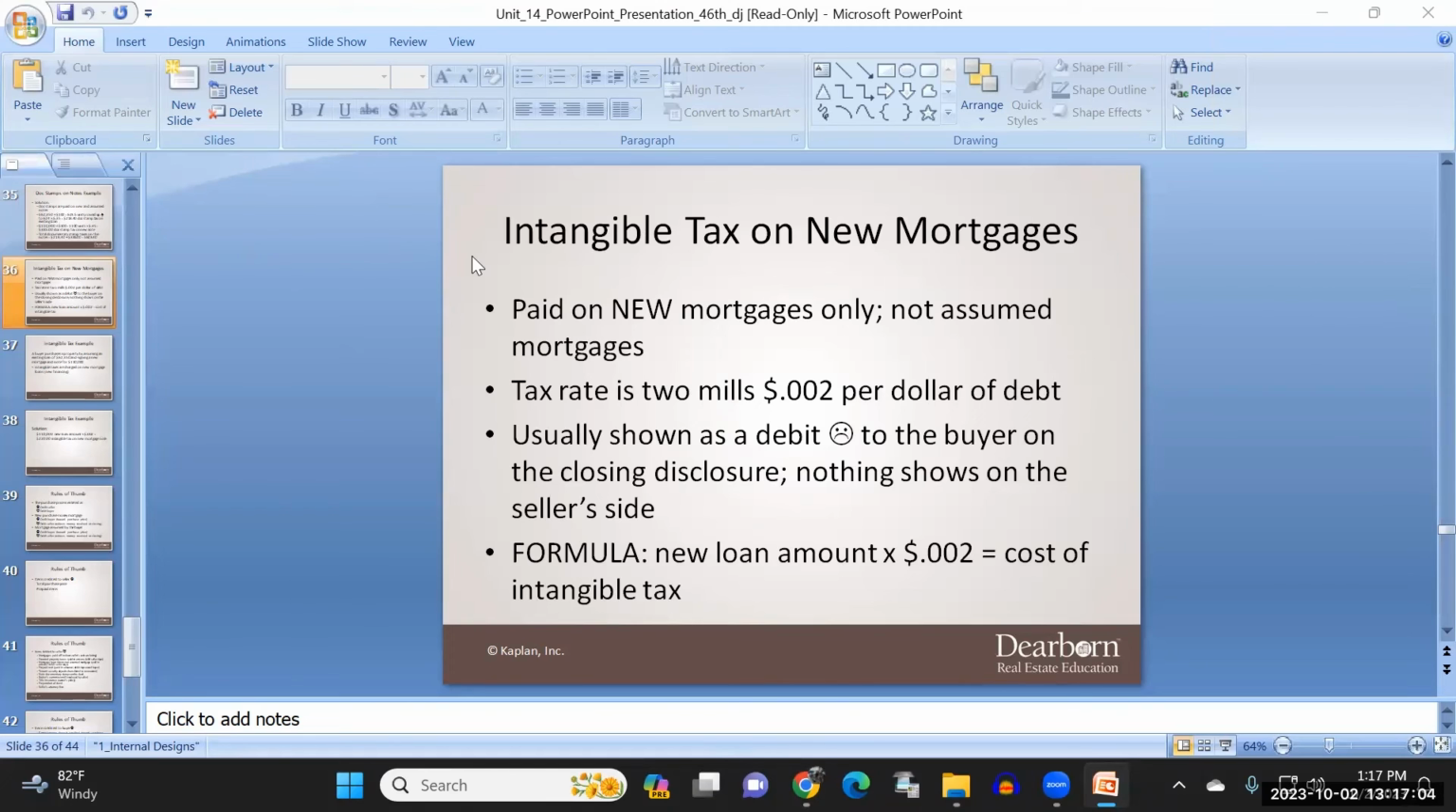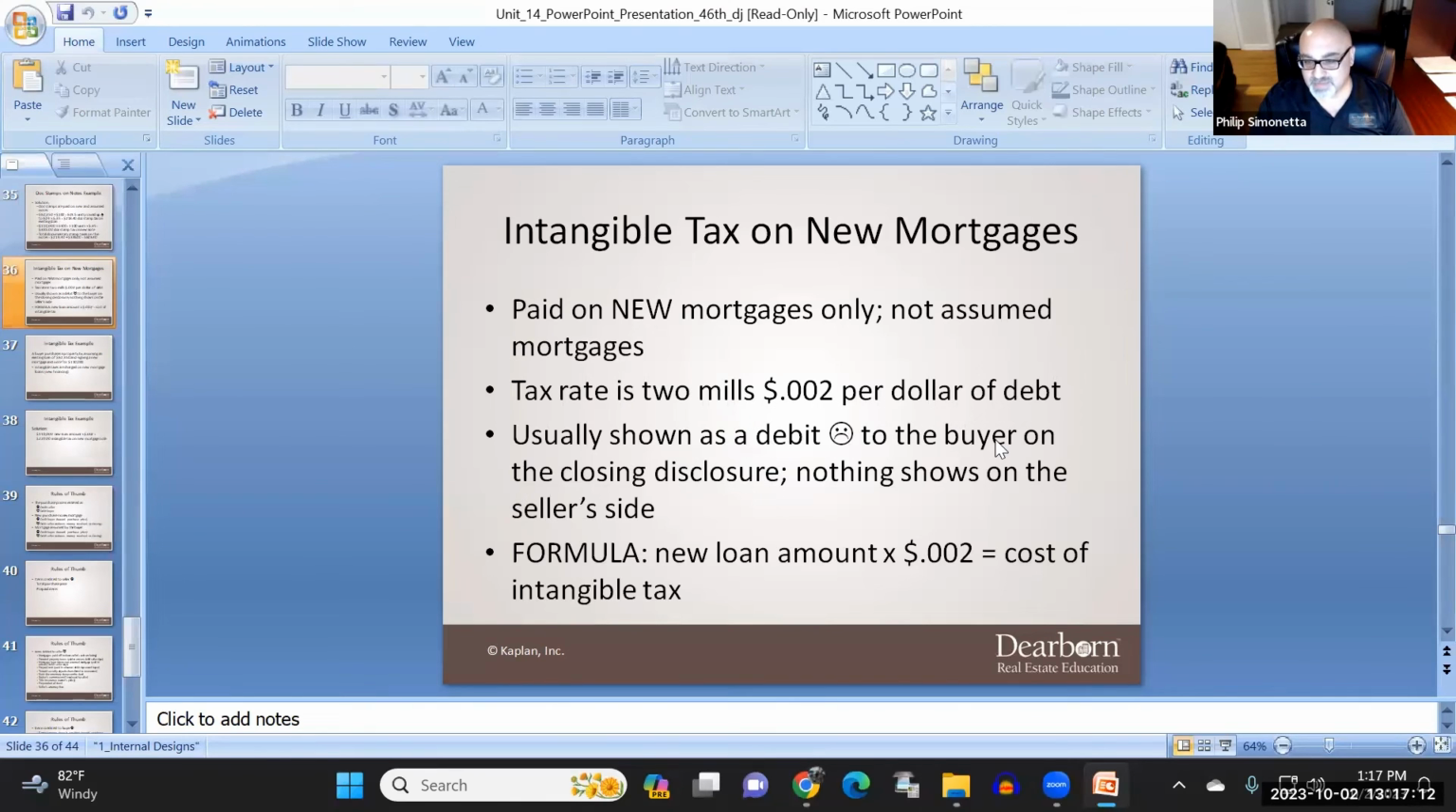All right. So the tax rate is 0.002 per dollar of debt. Usually it shows as a debit to the buyer on the closing disclosure. Nothing shows on the seller side. It says usually because you can negotiate that the seller pays for it, but usually it's 0.002 per dollar, and that's the cost on the buyer side only.